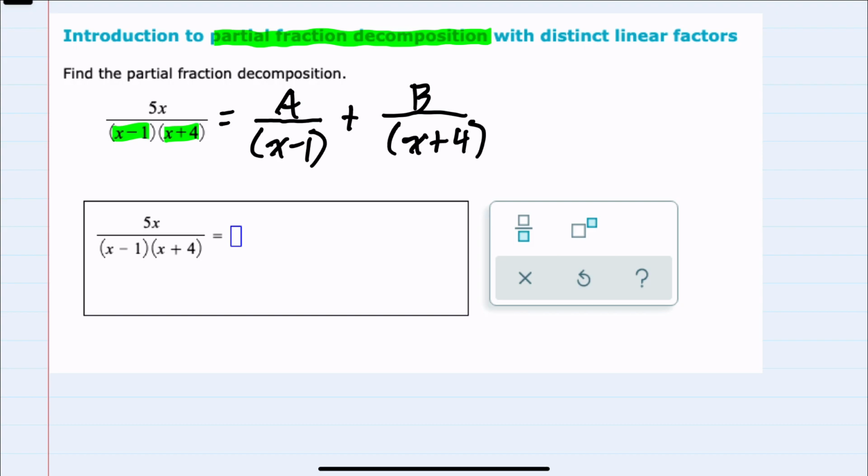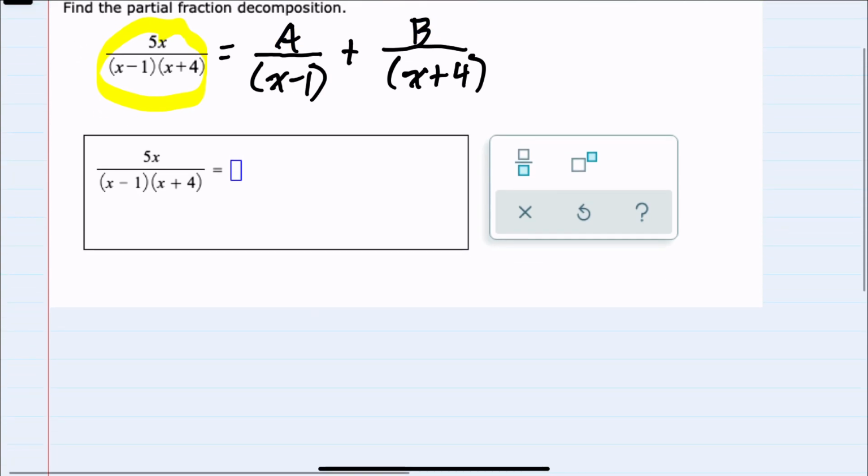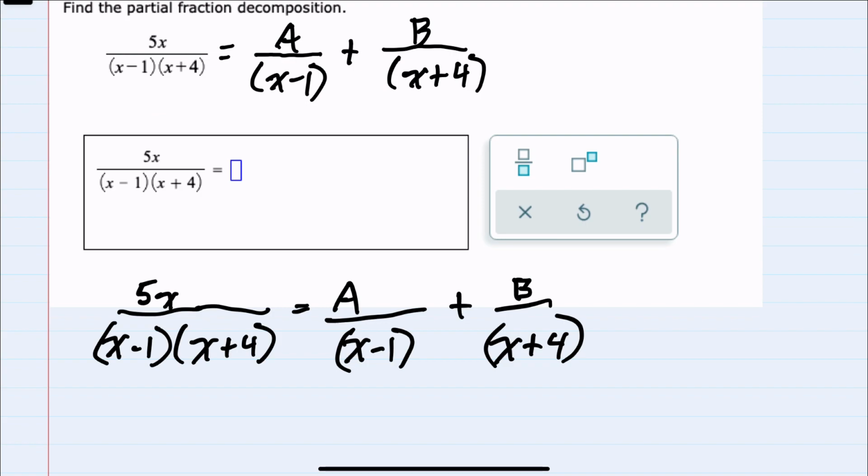So you can see that the right-hand side is essentially the addition that we would have prior to getting a common denominator, and then simplifying to get this expression. And we'll just need to find a and b to write this right-hand side as two fractions being added. So I'll start by rewriting. We know that the partial fraction decomposition on the right-hand side is going to be equal to the left-hand side.